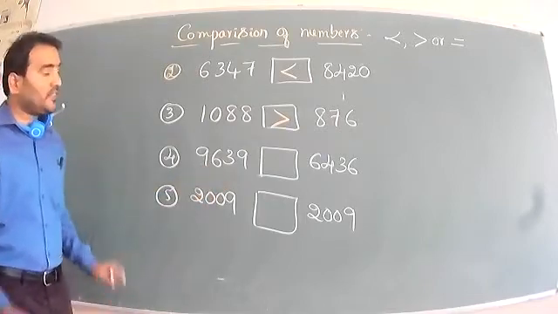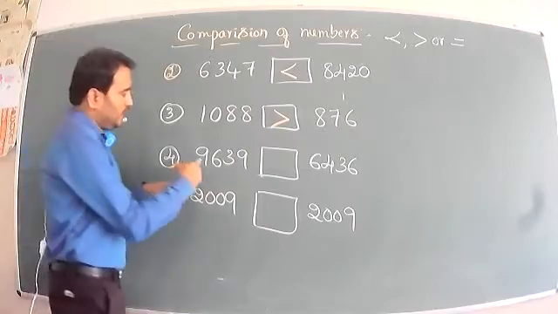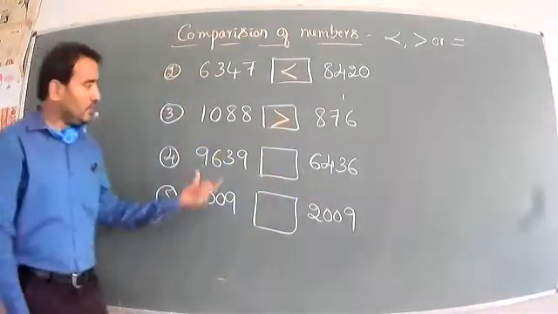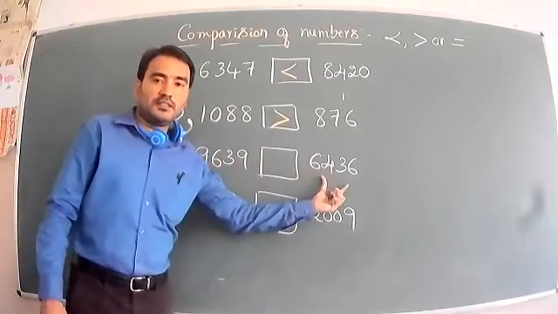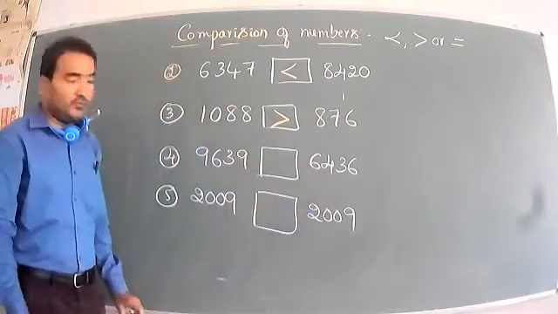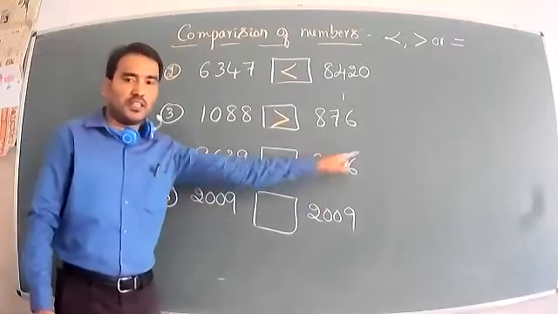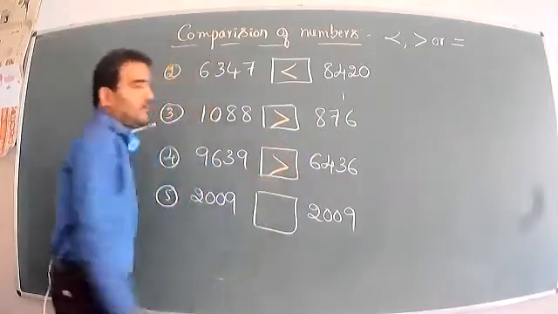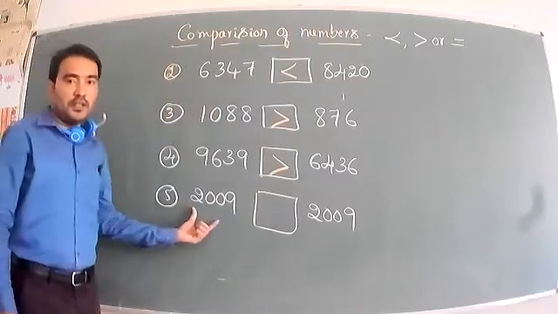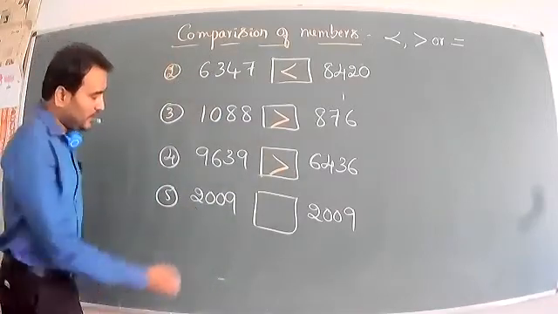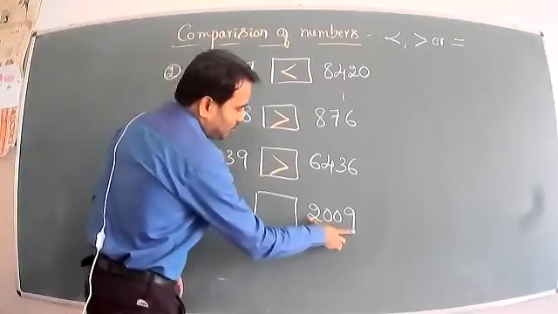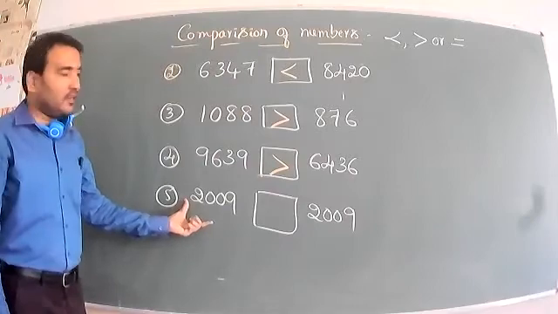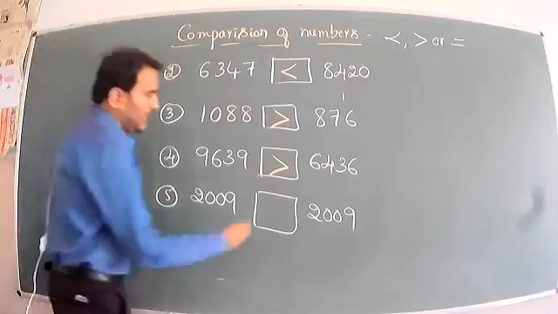First the thousands have to be compared. Here 9,000, here 6,000. Which number is greater? 9,000 is greater, and 6,000 is smaller. So 6,436 is the smaller, and on that side we show the arrow mark. Now here all the digits are equal: 2009 and 2009. Since all the digits are the same, we use the equal symbol.